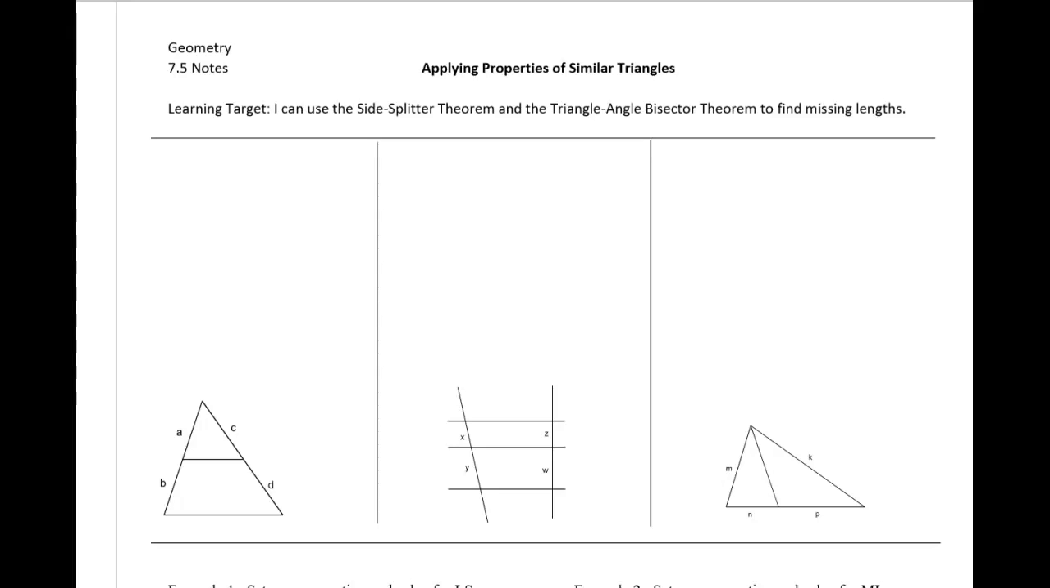Hello geometry students, Mr. Gazzato, and today we want to take a look at pages 28 through 31 in our Unit 5 packet. And if you read the top of the page here on page 28, the learning target is to use the side splitter theorem and the triangle angle bisector theorem to find missing lengths of a triangle.